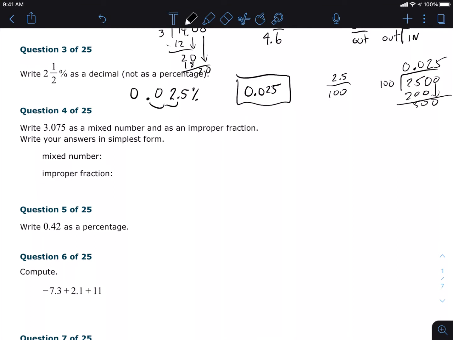All right, number 4. It says, write the number 3.075 as a mixed number and as an improper fraction. So as a mixed number, it's going to be 3, and then we need a fraction, right? So 0.075, remember this is tenths. The 7 is the hundredths. And then the 5, it's thousandths, correct?